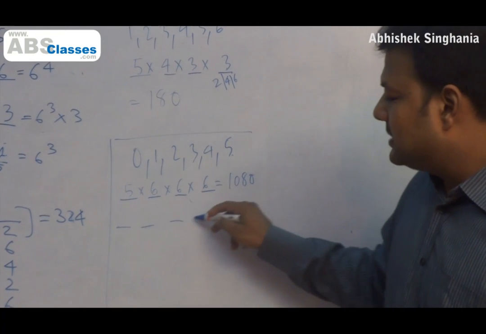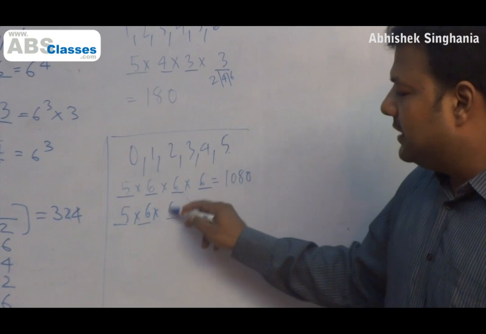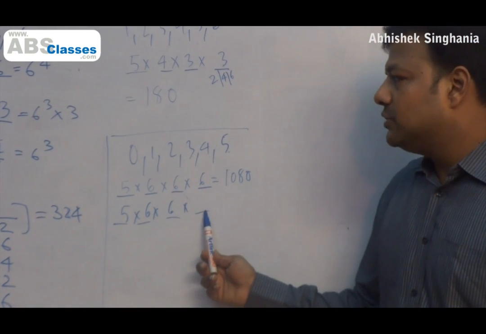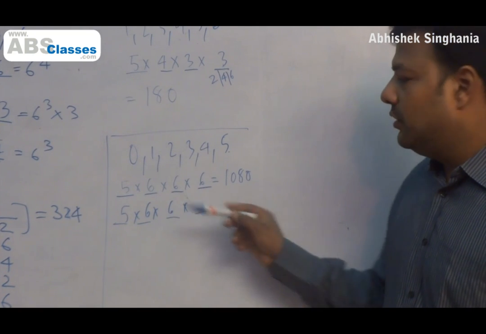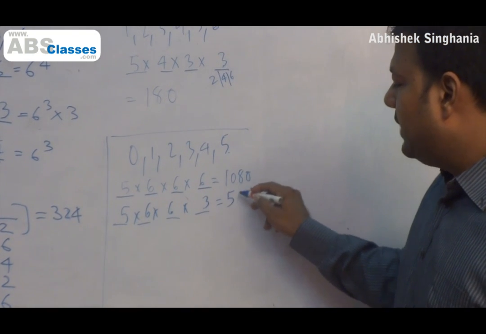How many even numbers can I have? First place 5 choices. Second place 6, third place 6. Fourth place has to be an even digit. So how many even digits do I have? 0, 2 and 4. So 3 choices. So 36 into 15, 540.